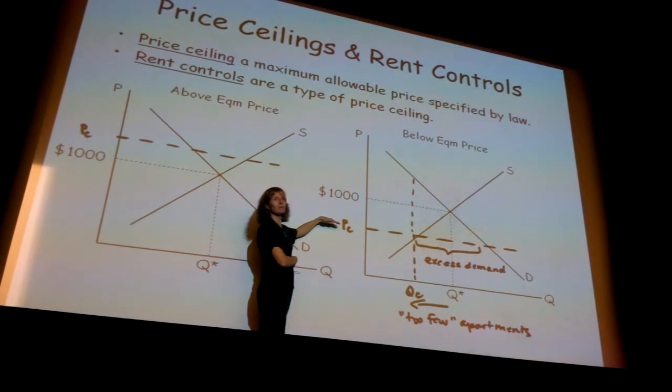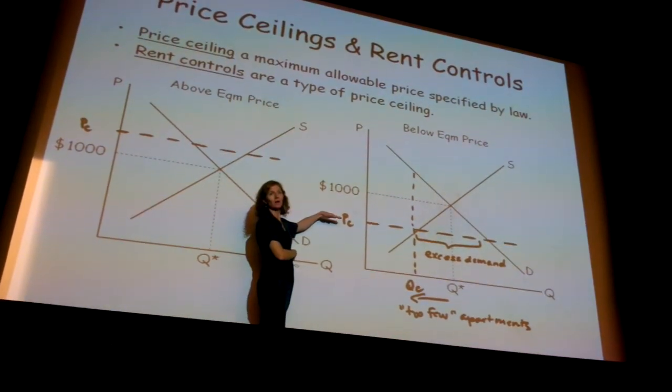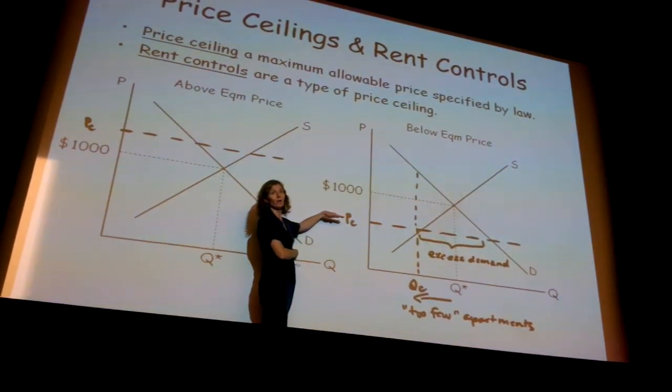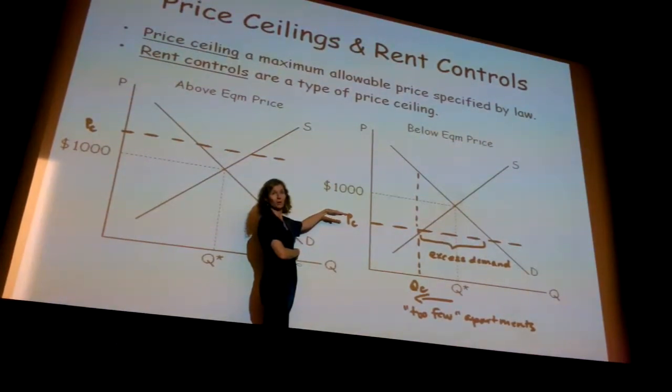It's not that economists don't care about affordable housing. Economists would say, let's find another way to provide support for the low-income population. Like, why not just give them extra money?